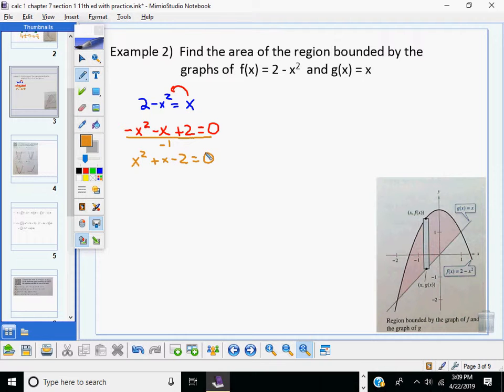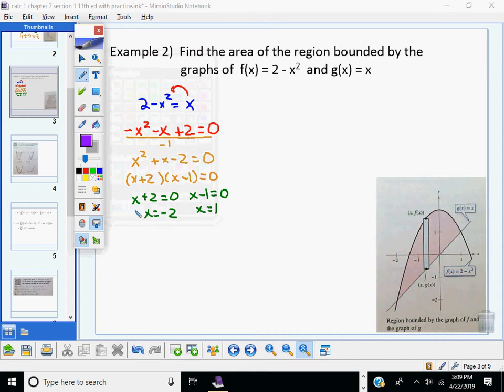Now this I can factor. It's going to be x plus 2 times x minus 1 equals 0. And then to get where those two graphs intersect, I want to set both of those equal to 0. So I'm going to have x plus 2 equals 0, I get x equals negative 2. And x minus 1 equals 0, and that gives me x equals 1. So now I have my x values that I'm going to put on the integral. So let's start from there. I know I'm integrating from negative 2 to 1.